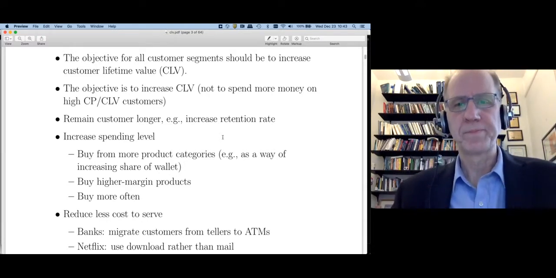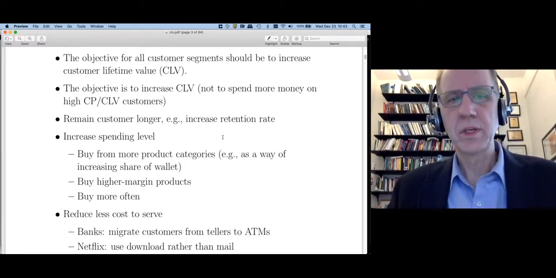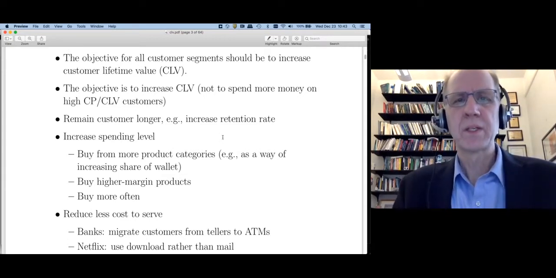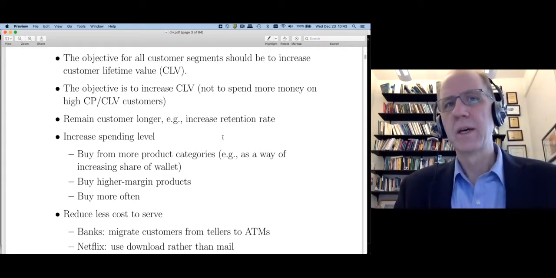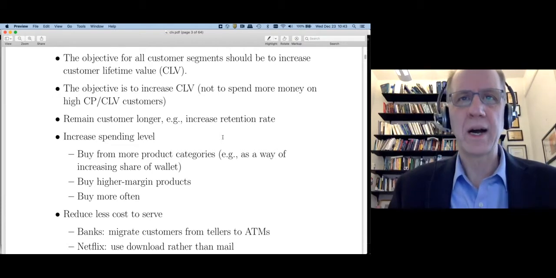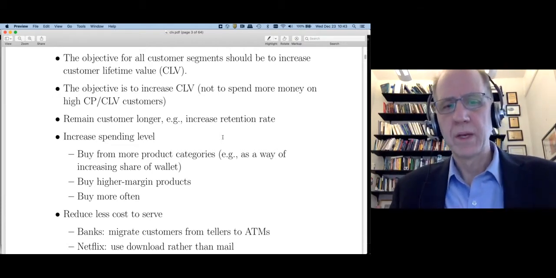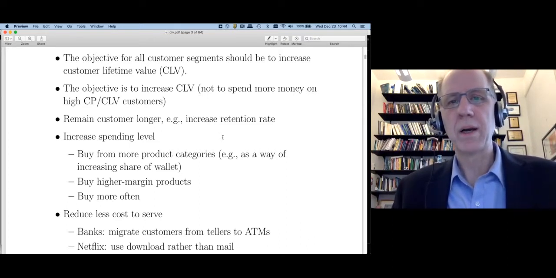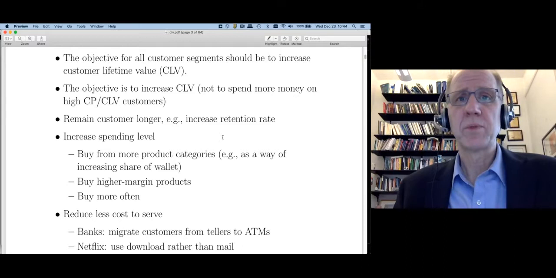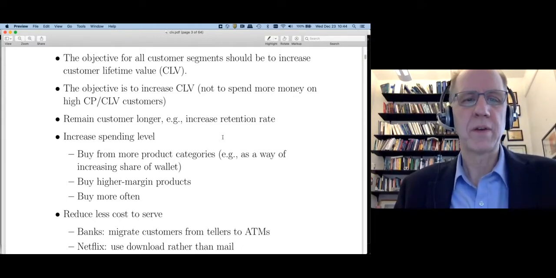Another way to get them to increase their spending levels is to get them to buy higher priced and hopefully higher margin items. So if I have my grocery store and I have customers who are only buying the cheapest private label brands, if I could get them to buy more profitable brands, that will increase their lifetime value.